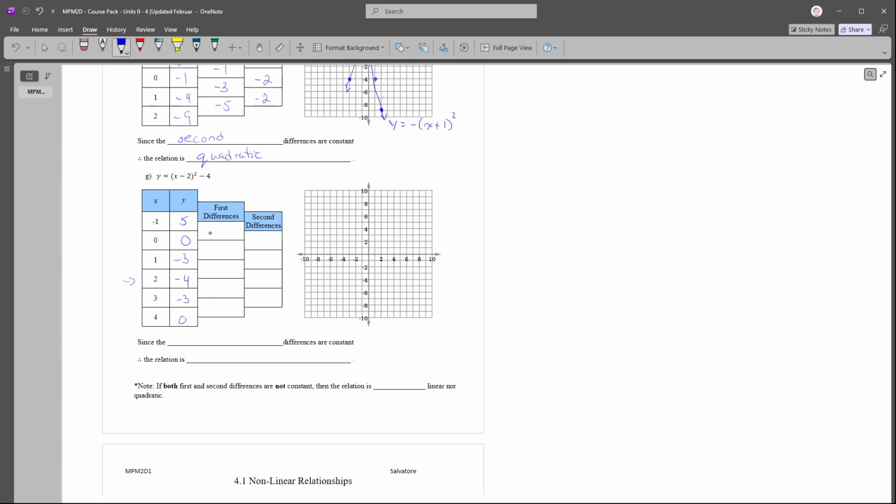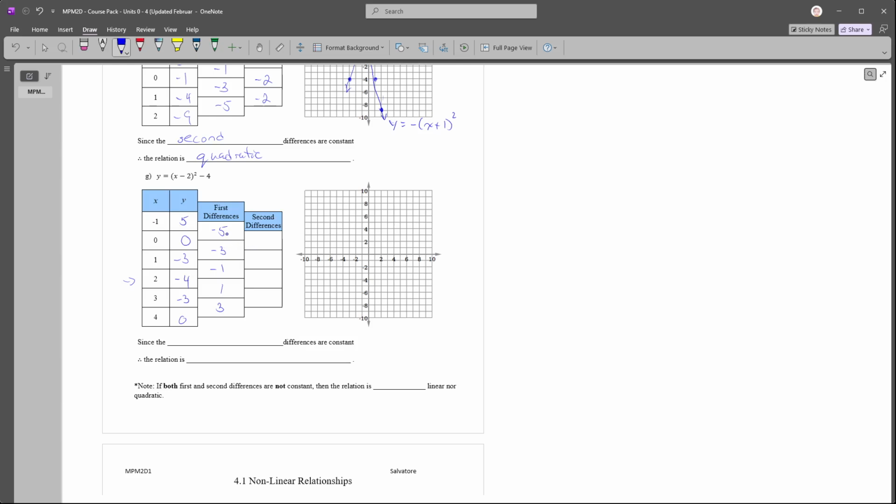Okay, let's do our first differences. 0 minus 5, that's -5. -3 minus 0, that's -3. -4 minus -3, that's going to give us -1. And -3 minus -4, it's going to give us a 1. And 0 minus -3 is going to give us a 3. Not constant. So let's do our second differences.